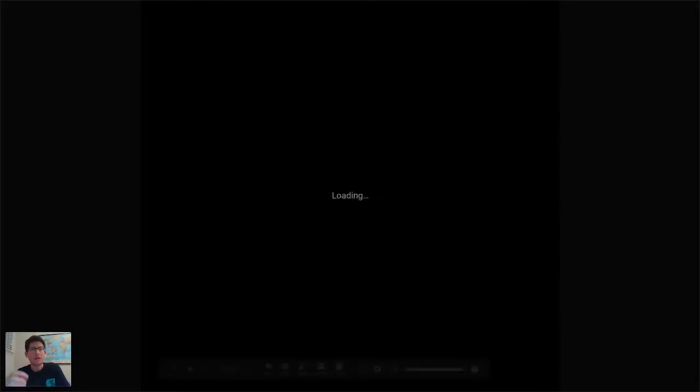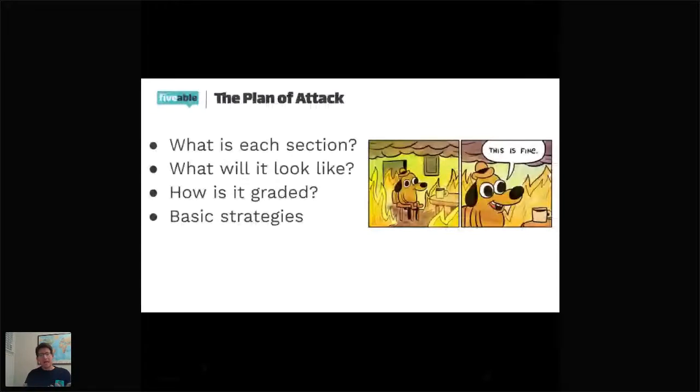So from here, we want to think about, what is our plan of attack? Well, we know there are 4 sections in the exam. And so for each one of these, I want to spend some time and talk about what is in each section, what does it look like, how is it graded, and then some basic strategies. So we're going to try to hit all 4 of these things with each question, and hopefully make you understand that everything is fine, even if it might feel a little stressful through the course.